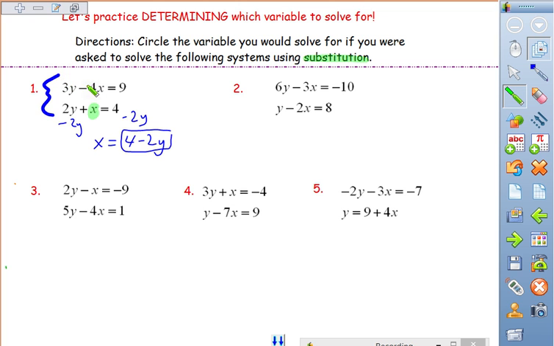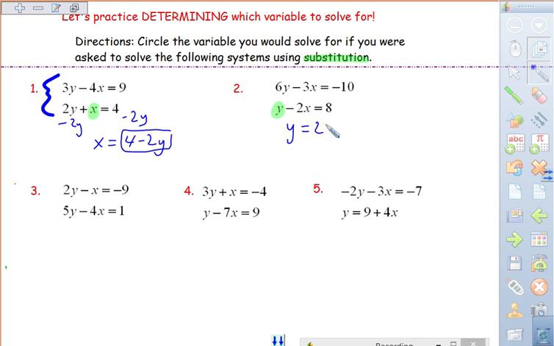Question number 2. Notice y has a 6, the x has a 3, this x has a 2, so I think it's going to be easier to solve for that one. So then I would add 2x, and I get y is equal to 2x plus 8. And again, there's where my box would go.